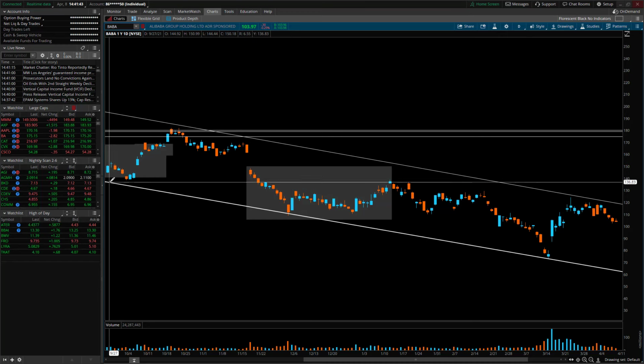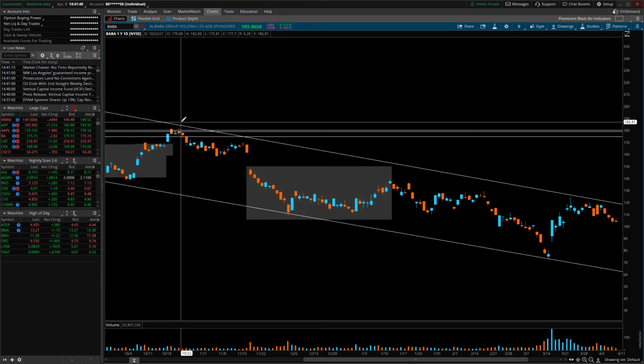But the reality is, if you bought BABA low and knew when you were going to sell and take profit, right? You can buy and sell, make money, look for reentries.